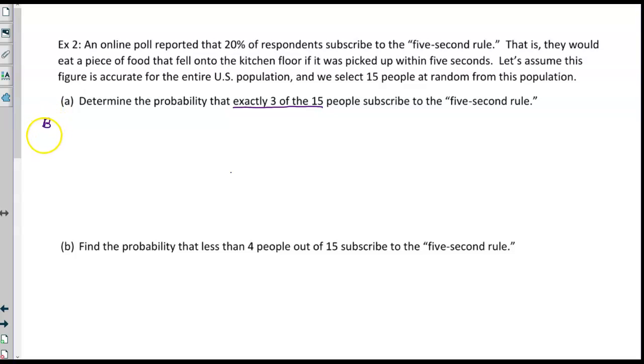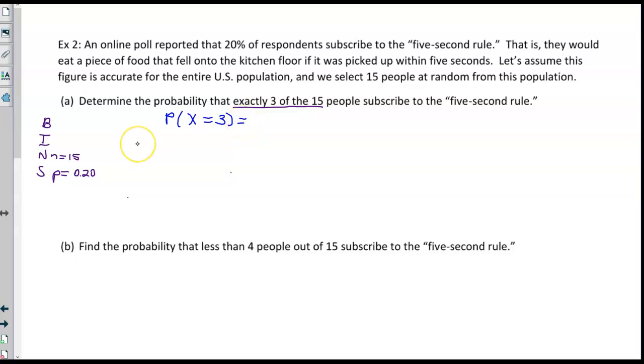So let's see if this meets the conditions of BINS. It's a binary setting. Either people responded yes or they responded no. Each individual is independent from another. N is a fixed number. In fact, we know that we're looking at a sample size of 15. And we're told that it's the same chance, which would be 20%. So we've met the conditions for a binomial distribution. So now, what is it that we want to find? The probability that exactly 3.